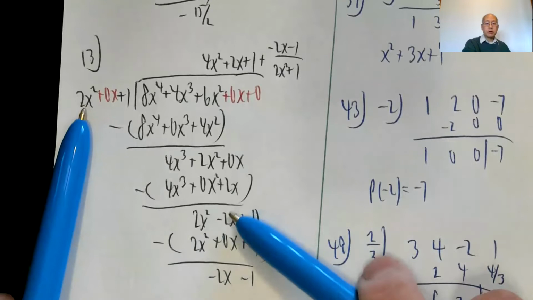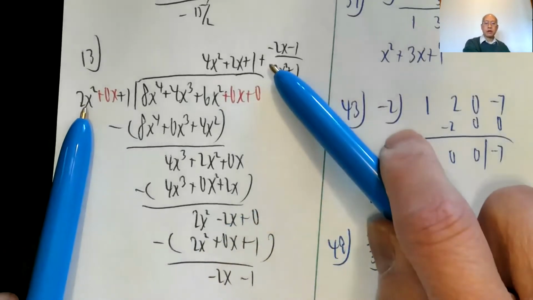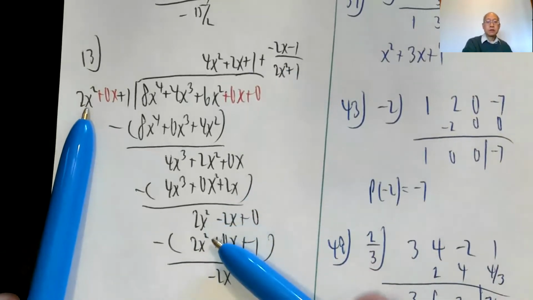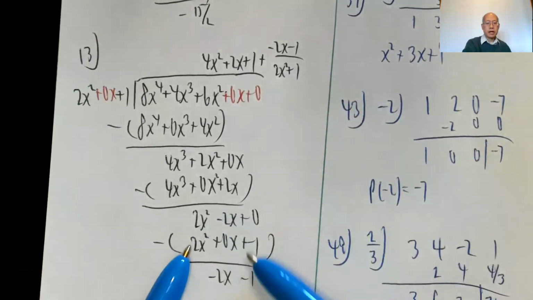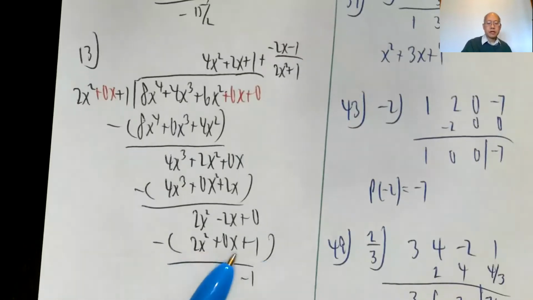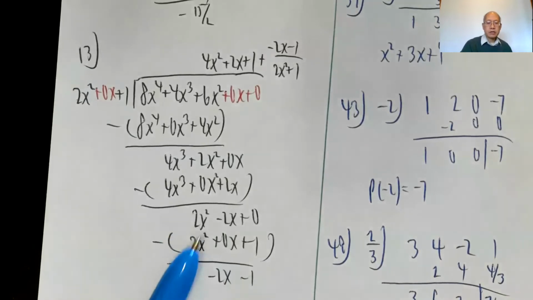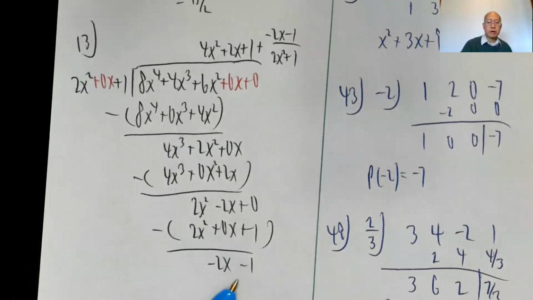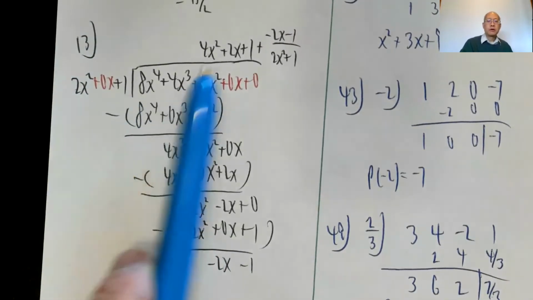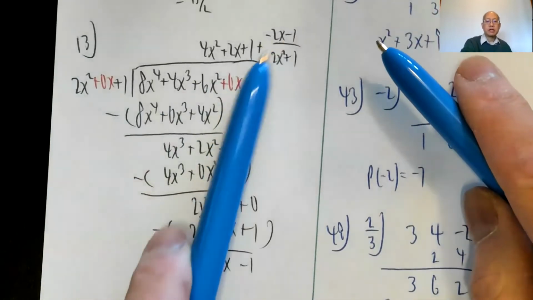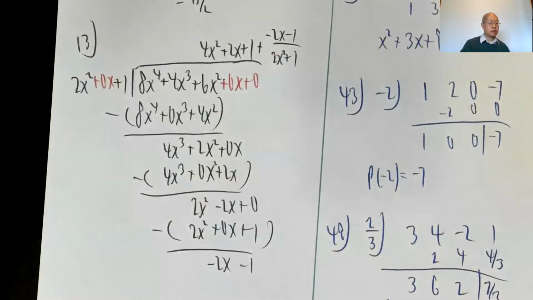How do I go from 2x squared to 2x squared? Multiply by 1. So 1 times this whole thing, well, it's just that whole thing. 2x squared plus 0x plus 1, subtract, cancels out. Negative 2x minus 1 is my remainder. So plus a negative 2x minus 1 over 2x squared plus 1 is my answer.